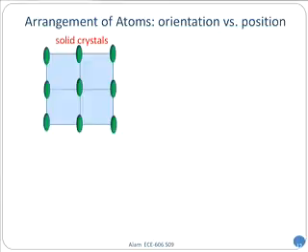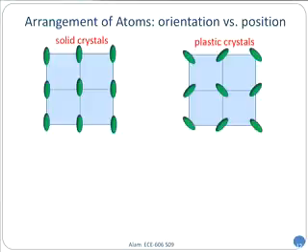Now, that's material. But equally important to material is the arrangement of atoms. The arrangement of the atoms is in solid crystals. The atoms are in specific positions and with specific orientation. Now, it is possible to have specific positions but random orientation, like in plastic crystal, which doesn't conduct as well, and you'll see N is significantly lower compared to solid crystals.